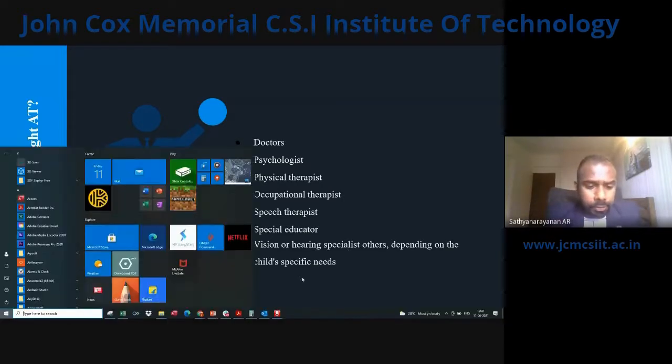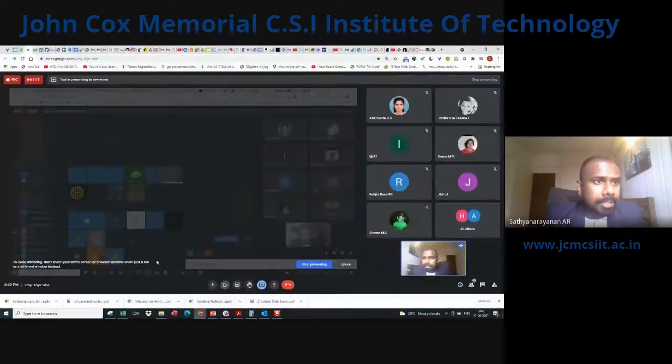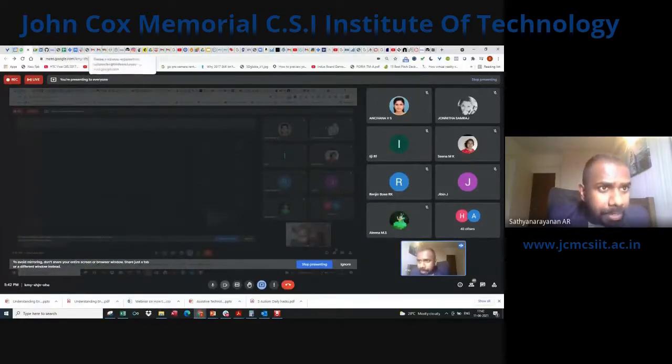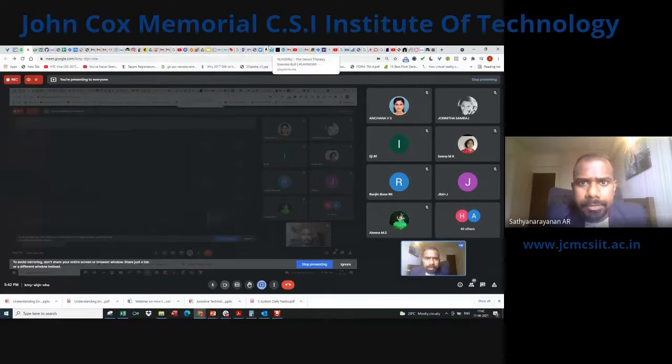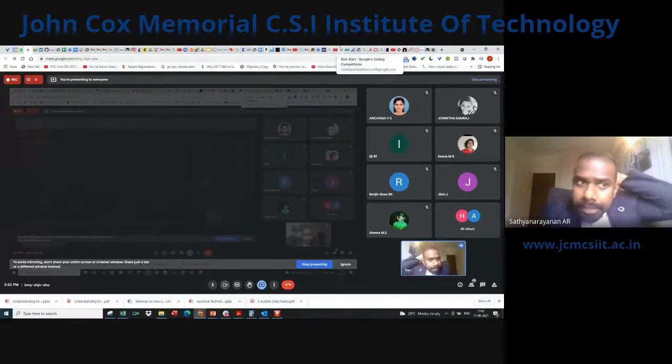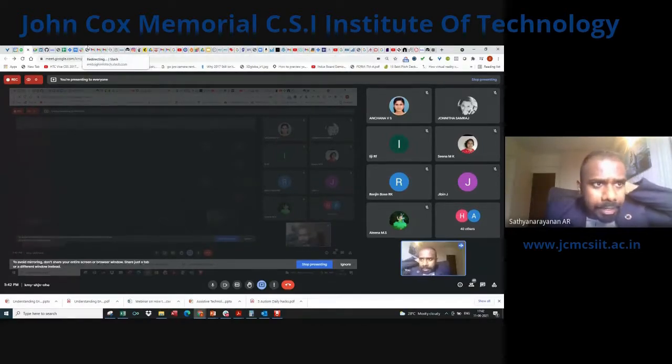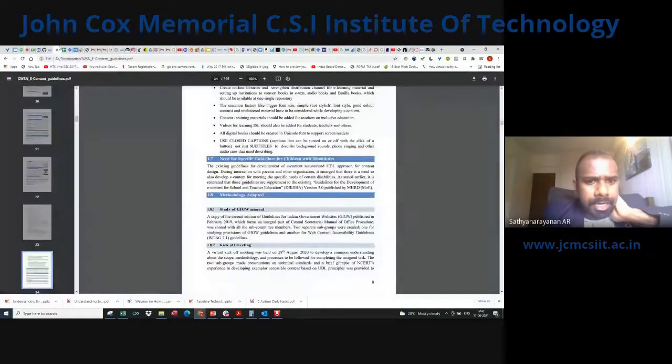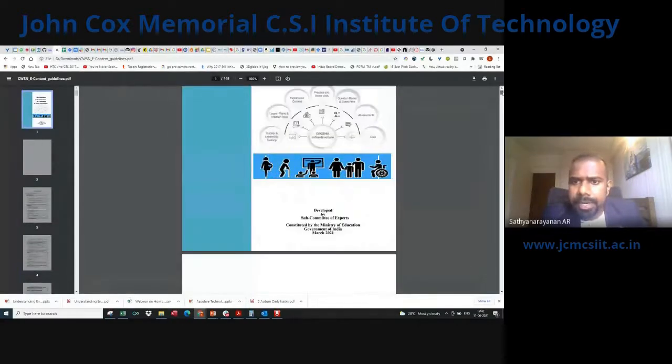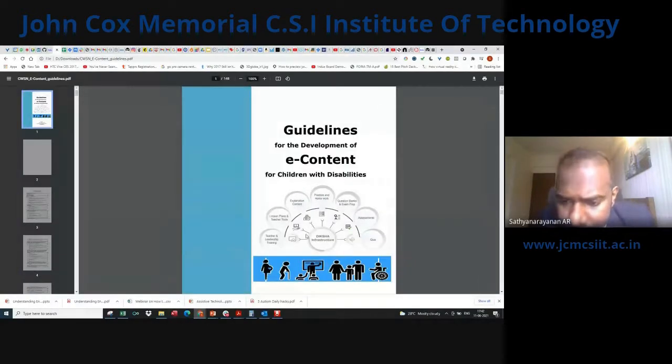So I can just show you some of the guidelines by various organizations, and show that part as well. Okay, so I just take it to that part. Right now there are various guidelines. This is the guidelines by DIKSHA, Government of India, introduced recently, like last month.